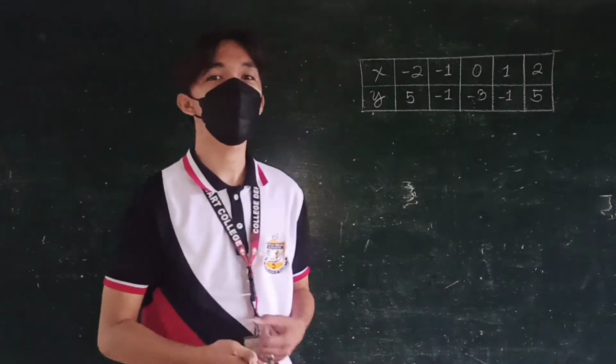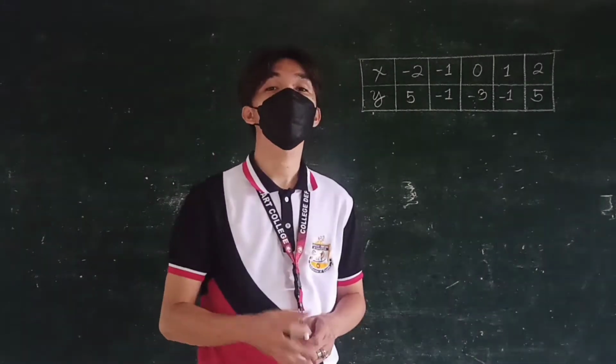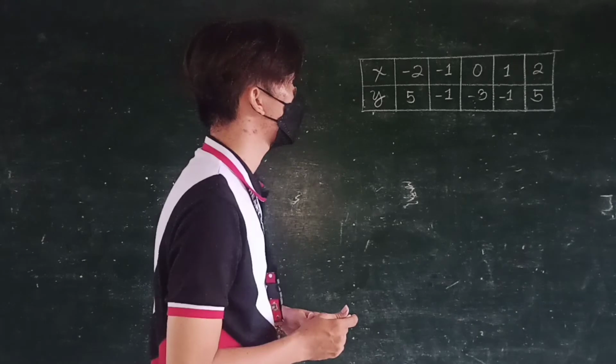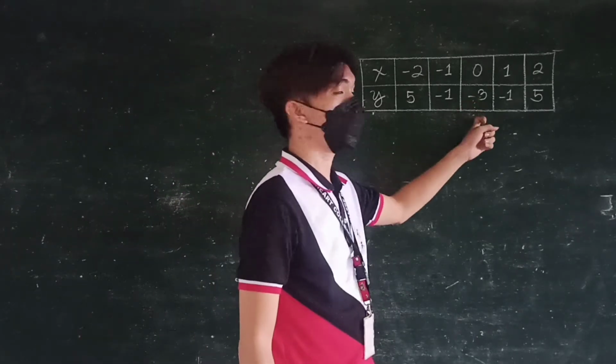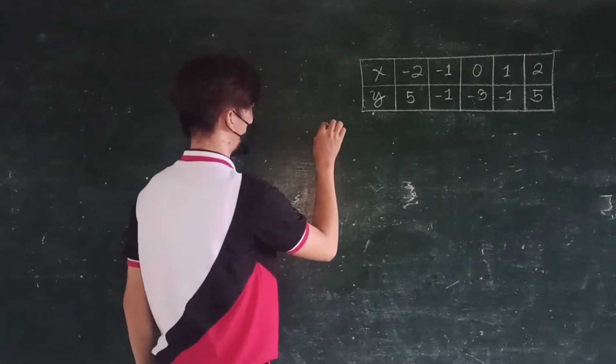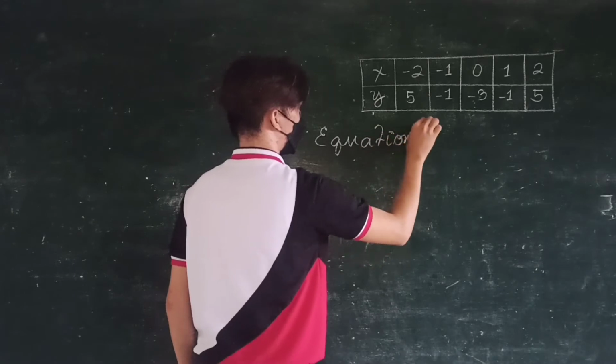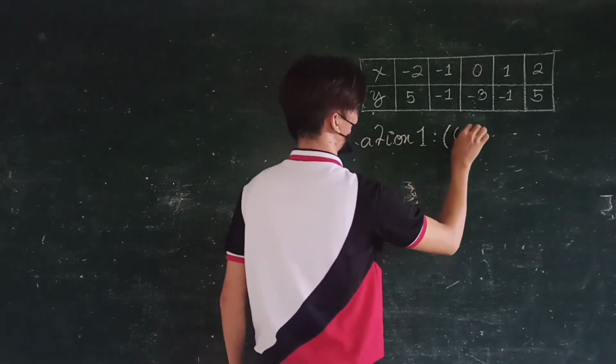Every quadratic function has a related quadratic equation. We can determine the quadratic equation of a quadratic function using its table of values, from its graph, and given roots. Consider the following table of values of a quadratic function. We need at least 3 ordered pairs to determine the quadratic equation of a quadratic function. So it's better if we choose the ordered pairs with small numbers. So we have first 0, negative 3. This will be our equation number 1 using the ordered pair 0, negative 3.